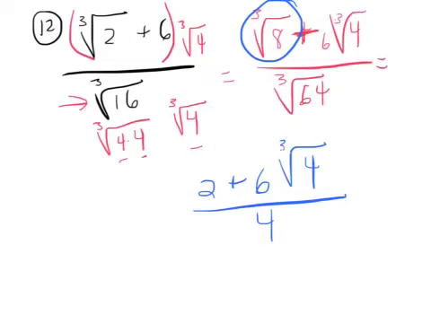Now, what I can do is reduce everything by a factor of 2. So this becomes 1, this becomes 3, this becomes 2. And so my final simplified answer would be 1 plus 3 times the cube root of 4, over 2.